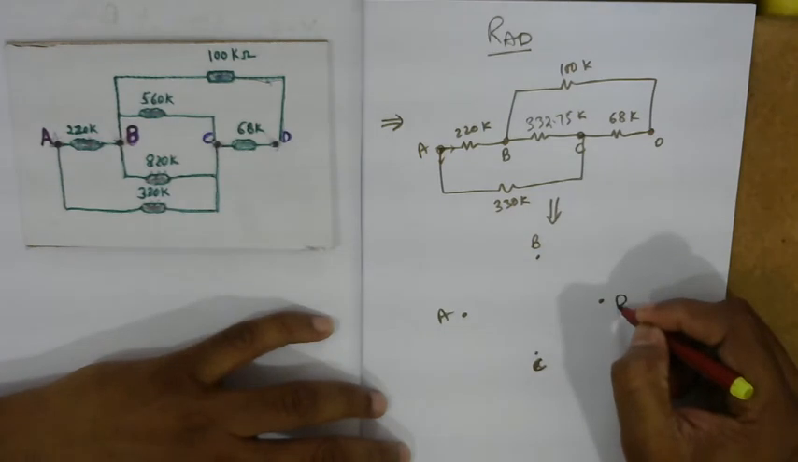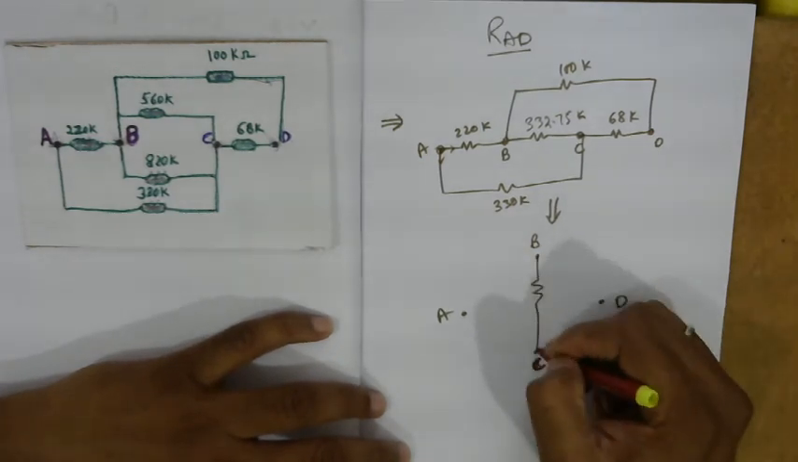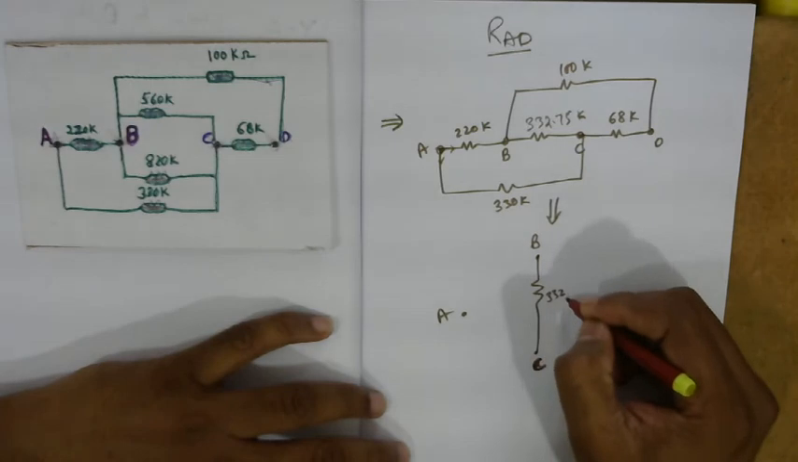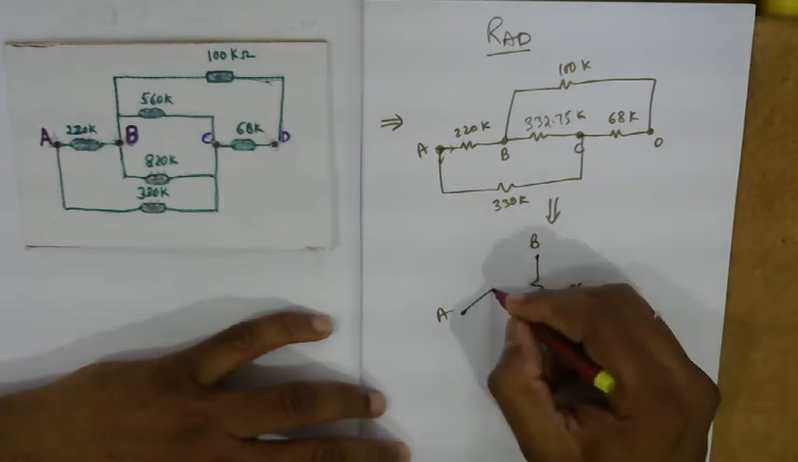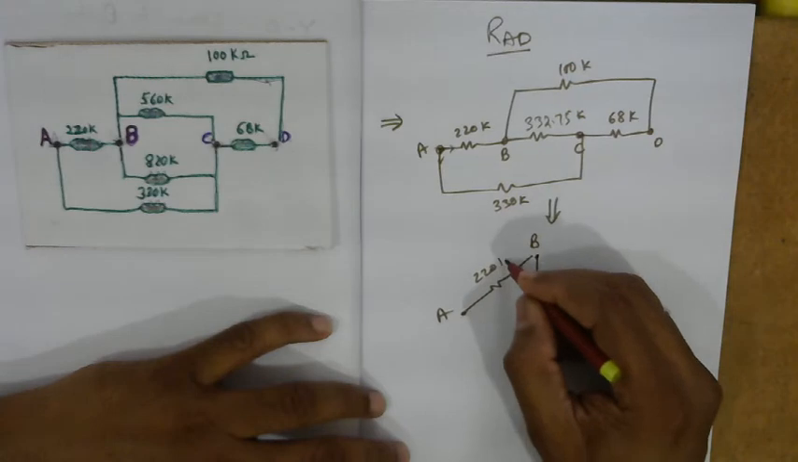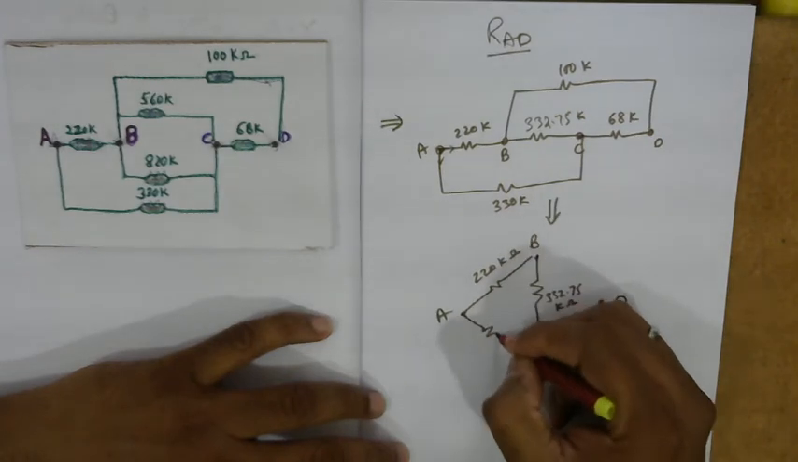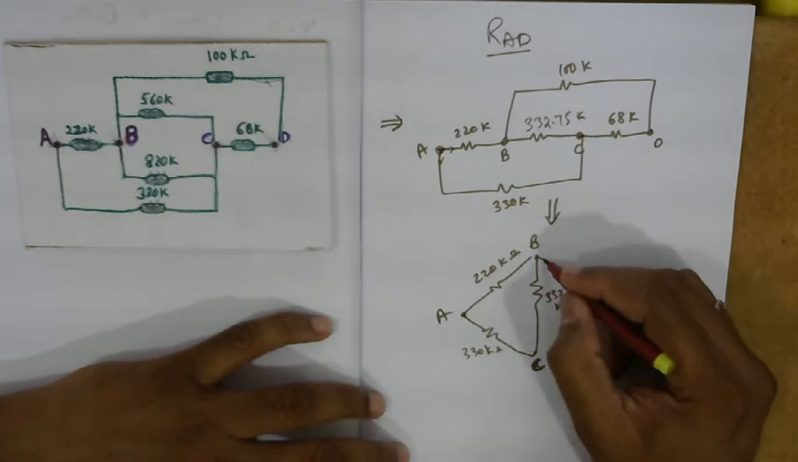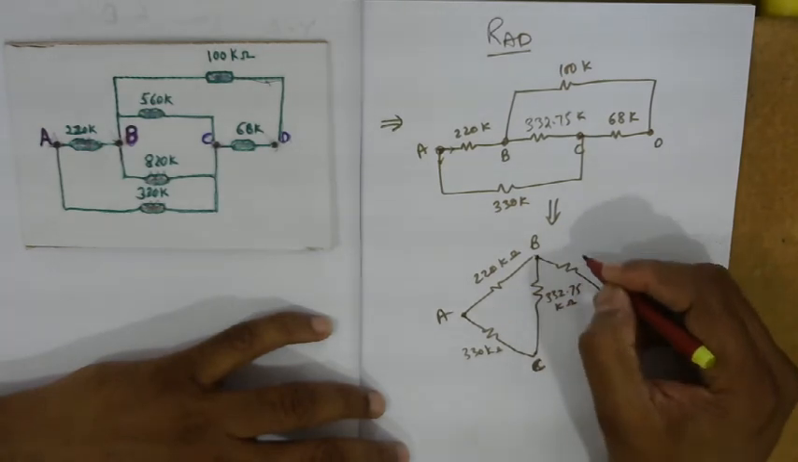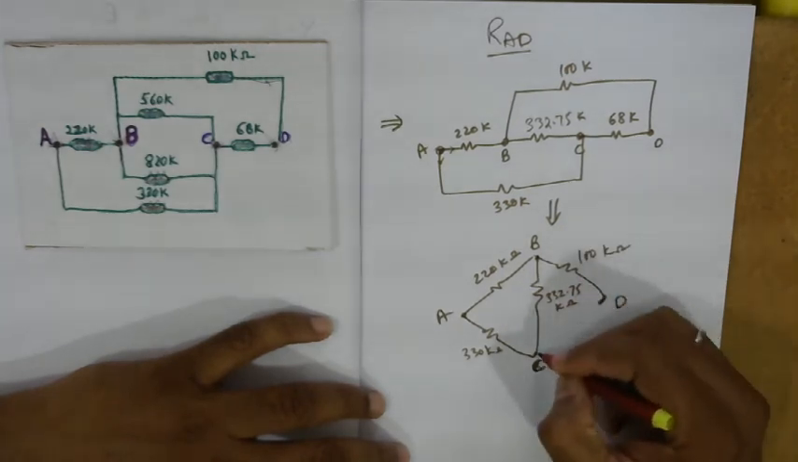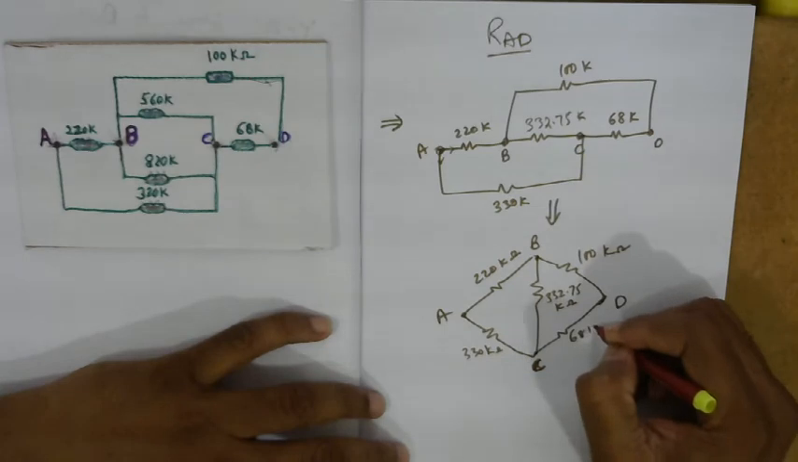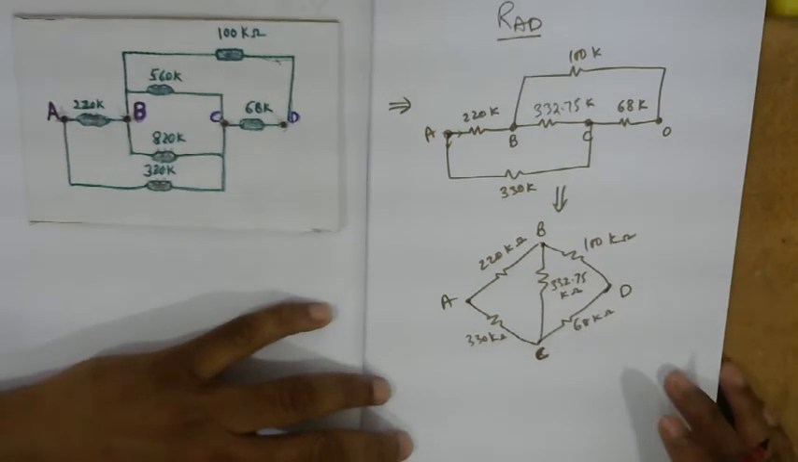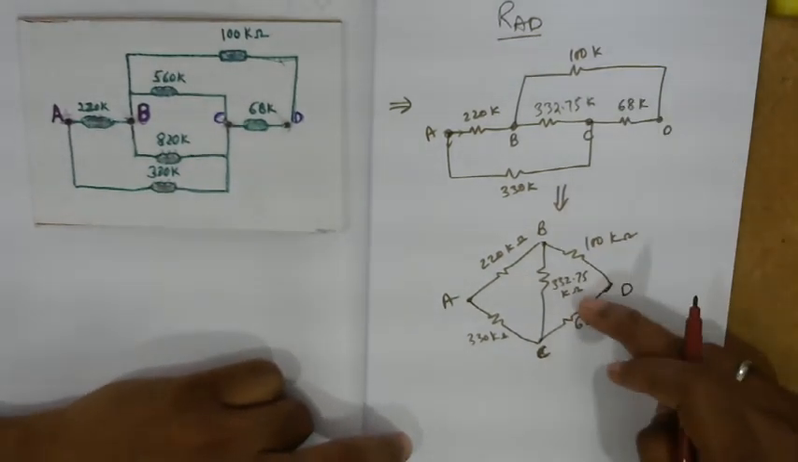Okay, and this is 332.75 kilo ohms, and this one is 220 kilo ohms, and this one is 330 kilo ohms, and this one is 100 kilo ohms, and this one is 68 kilo ohms. So if you observe, these two circuits are exactly the same.